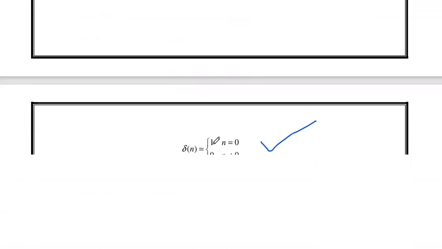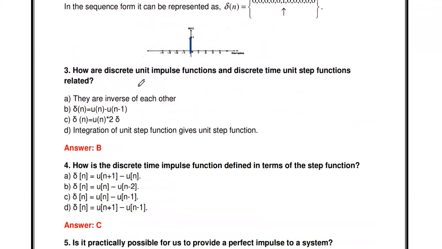Then the next question: how are the discrete unit impulse and discrete unit step functions related? This is a very important question. The second question is also the same thing, but the way of asking is different. That is, what is the relation between u of n? u of n means the discrete time unit step.